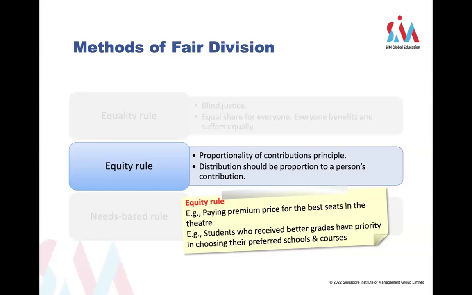So students put a lot of emphasis and a lot of hard work to try and achieve better grades, because better grades means going to better schools, going to elite schools, and being able to choose to study at a higher level. Okay, so that is equity rule. It is proportional to a person's contribution.